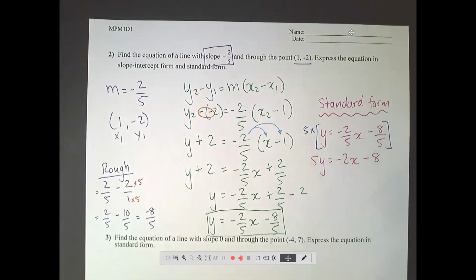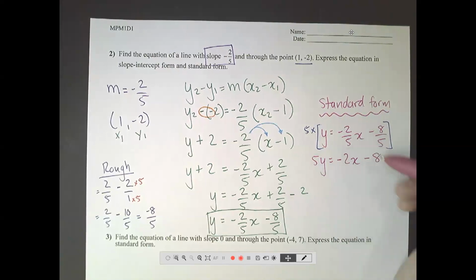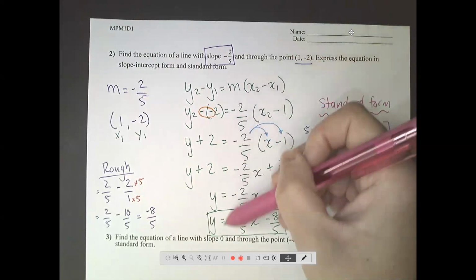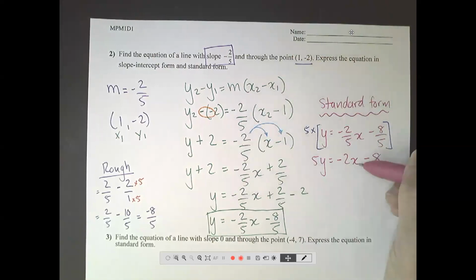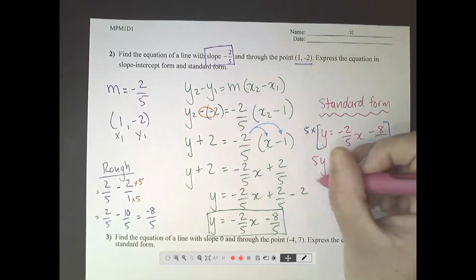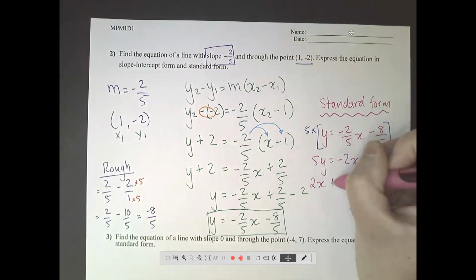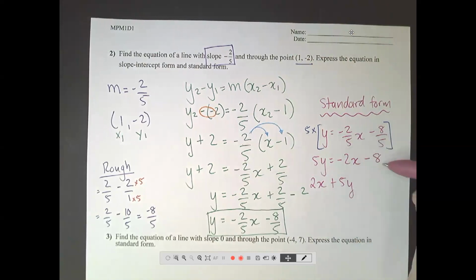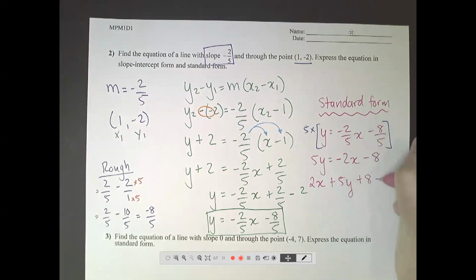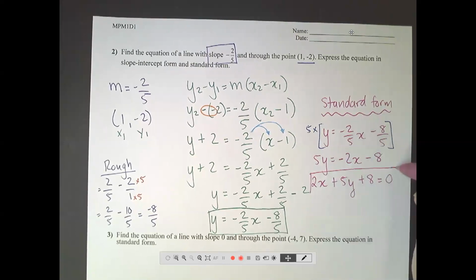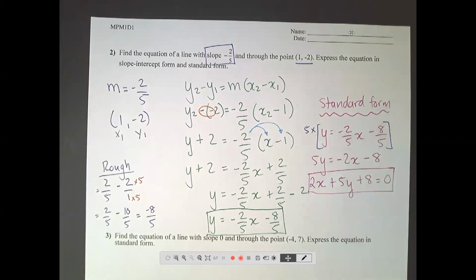Now, I always like my equal signs to line up. It's just I'm running out of space, so this time they won't. But the good format is always to have all your equal signs perfectly aligned. So when I move the 2x over to the other side, it's going to become positive 2x. This positive 5y stays where it is. I also move the negative 8 to the other side, and it'll give me positive 8 is equal to 0. And that's our answer in standard form.